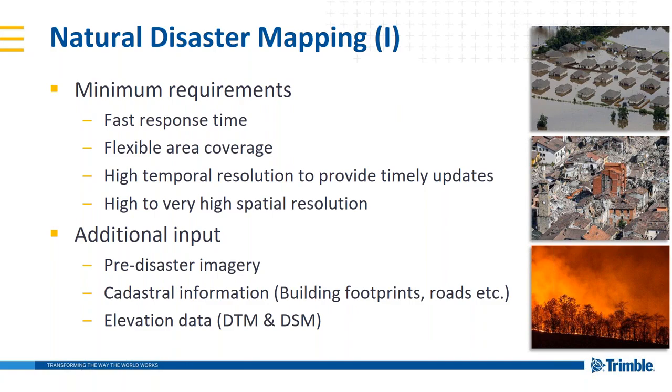In addition, other input data that is nice to have for natural disaster mapping, well, a pre-disaster image. Oftentimes what we're doing is comparing pre-disaster circumstances to something that's going on during the disaster itself, or to post-disaster situations, whether it's going to be in imagery or in some other form. So it could be comparing a pre-disaster image to a post-disaster image. We could also be comparing the post-disaster situation to cadastral information that was collected pre-disaster. So for example, building footprints, roads, things of that nature in a shapefile.